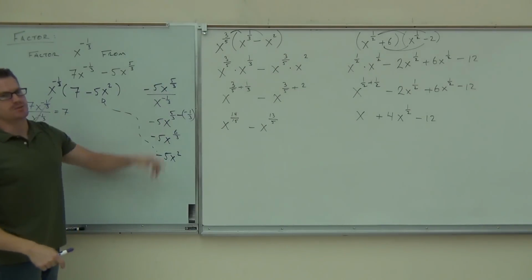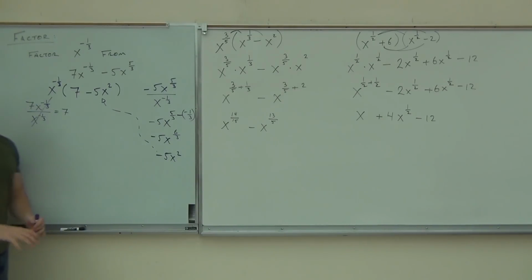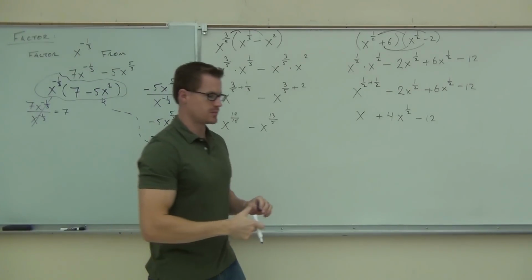Here they don't match up exactly. You can't do that. Now we've understood that example and understand that this is our final answer. x to the negative 1/3 times 7 minus... Okay, good. Try one on your own.